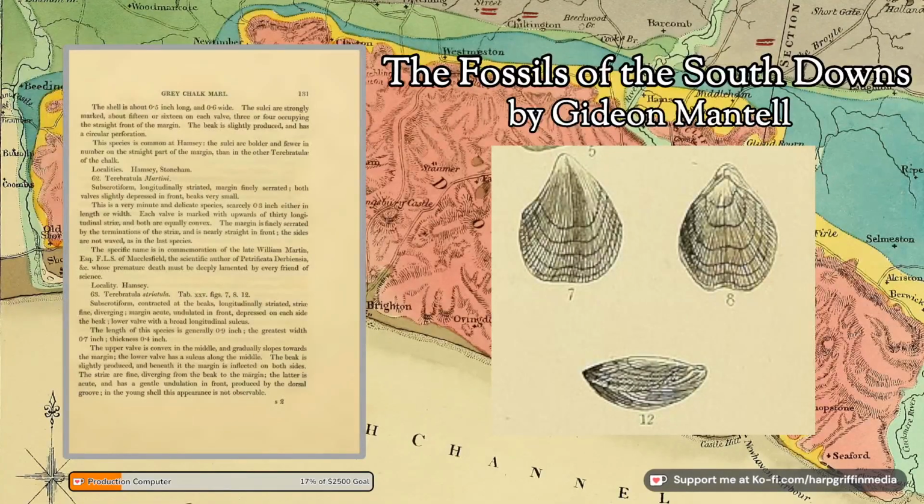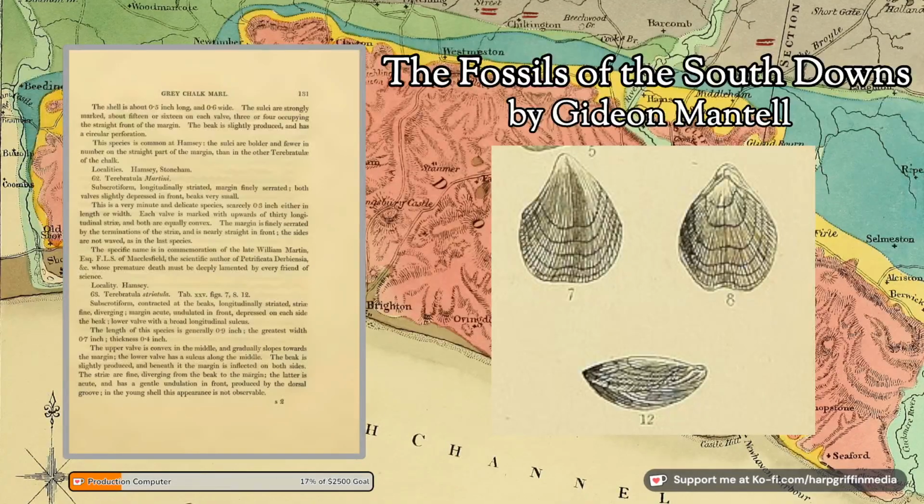63. Terebratula striatula. Tablet 25, figures 7, 8, 12. Subscutiform, contracted at the beaks, longitudinally striated, striae fine, diverging, margin acute, undulated in front, depressed on each side of the beak, lower valve with a broad longitudinal sulcus. The length of this species is generally 0.9 inch, the greatest width 0.7 inch, thickness 0.4 inch. The upper valve is convex in the middle and gradually slopes towards the margin. The lower valve has a sulcus along the middle.